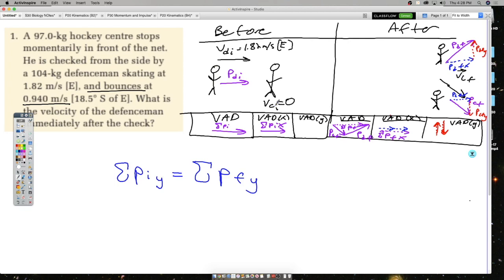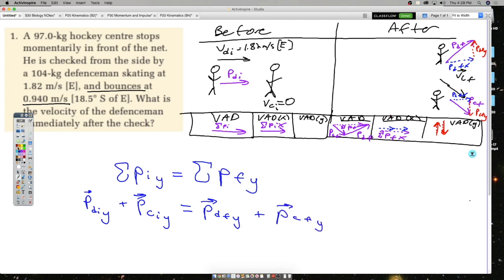So add it up. We've got P of the defenseman initial in the y-axis plus the momentum of the center initially in the y-axis is equal to, well, now they're moving off separately, but they still must have the same. So all the y components after. So P of the defenseman final in the y-axis plus the momentum of the center final in the y-axis.